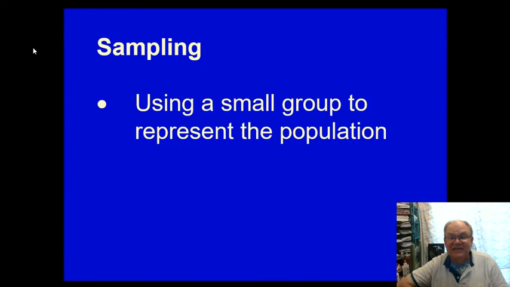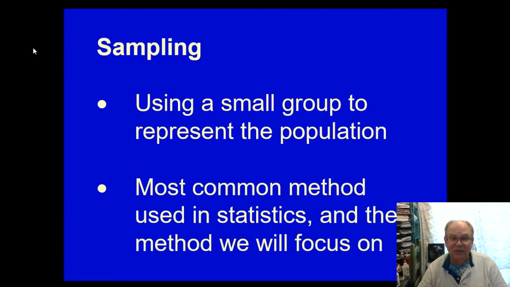It's the idea of sampling, of using a small group to represent the whole population. I already talked about, for example, how Frito-Lay doesn't look at every single potato chip they produce. They look at a few that come off the line at different intervals, and that's a sample, a small group that they use to represent all their potato chips. Sampling is by far the most common method of gathering data in statistics, and it is the way we're mostly going to focus on as we go through this class.